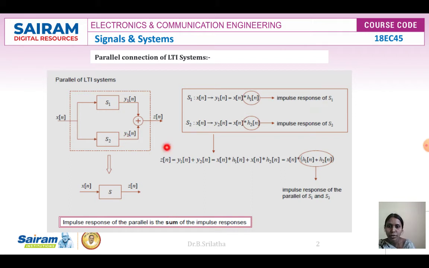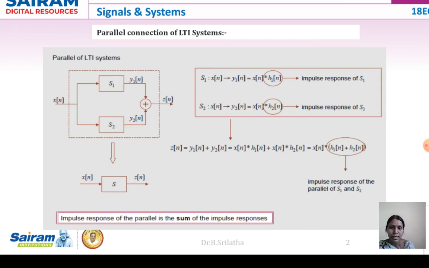Z of n is equal to y1 of n plus y2 of n, that is equal to x of n convolution h1 of n plus x of n convolution h2 of n. Here we are going to take x of n as common in both terms. You can take x of n common, and we'll get x of n convolution h1 of n plus h2 of n.